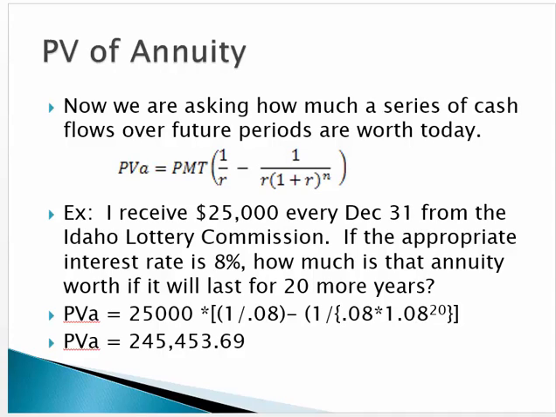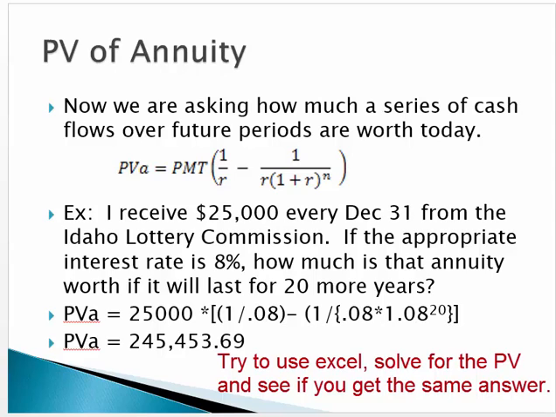So as an example, let's consider this. I receive $25,000 at the end of every year from the Idaho Lottery Commission. If the appropriate interest rate is 8%, how much is that annuity worth if it's going to last for 20 more years? So using the formula, I would put in the payment, $25,000, and then start filling in the bits inside of the parentheses. So 1 over r would be 1 over 0.08. And from that I'm going to subtract 1 over r times 1 plus r to the nth power. So I stick in all the 8% and the 20 powers, and I end up with, at the end of the day, a present value of all those future cash flows equal to $245,000.